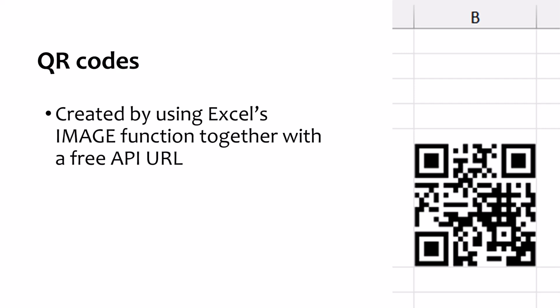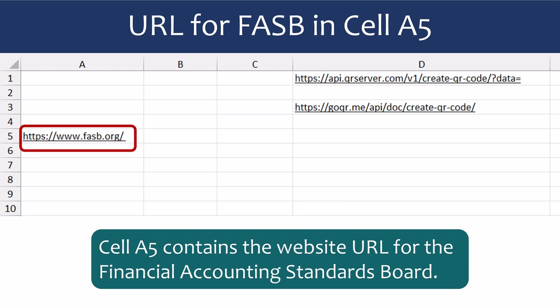In our case, we'll be using a free API that generates QR codes. Instead of creating QR codes manually, Excel can send a request to the API, and the API will return an image of a QR code that we can insert directly into our spreadsheet using the image function. This is a great way to automate tasks and bring in external data or resources seamlessly. Now let's see how this works in Excel.